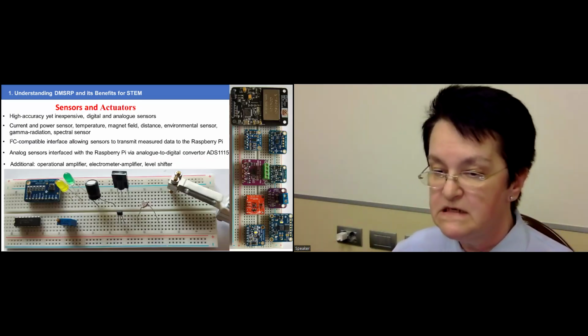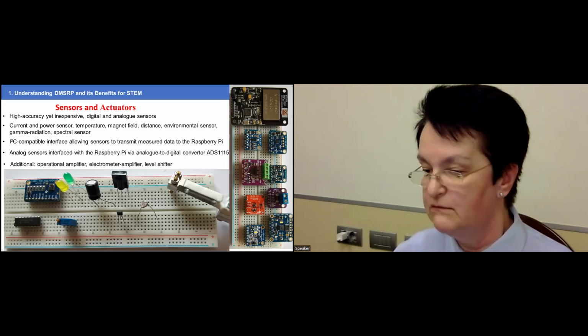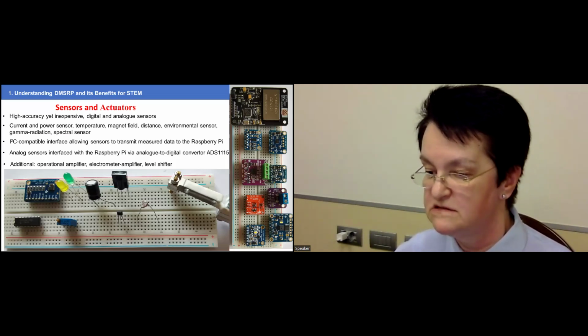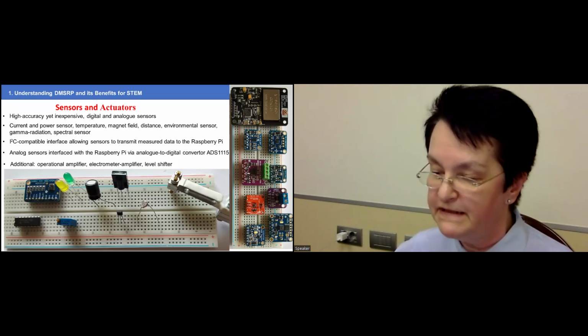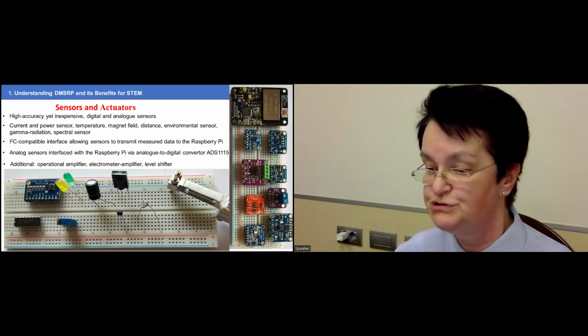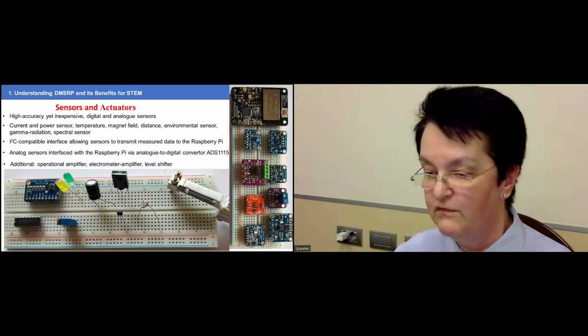Within the DMSRP, we have integrated a lot of sensors in the last 6 years. On the right-hand side, we see the digital sensors for measuring different kinds of physical quantities, covering almost all chapters in the syllabus.